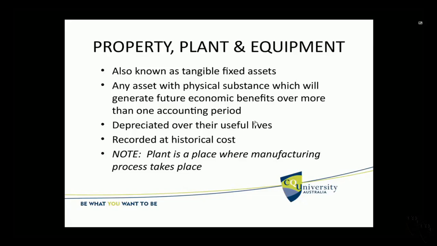Basically, they're any asset that has something physical. It's a physical substance. You can physically go and touch them or see them. So it's any asset with a physical substance which we hope, or we expect, will provide us with future economic benefits for more than the 12-month period or more than the year. Most of our property, plant and equipment items will be depreciable, which means we will allocate their cost over their useful life to the business. And we need to look at those terms in particular.